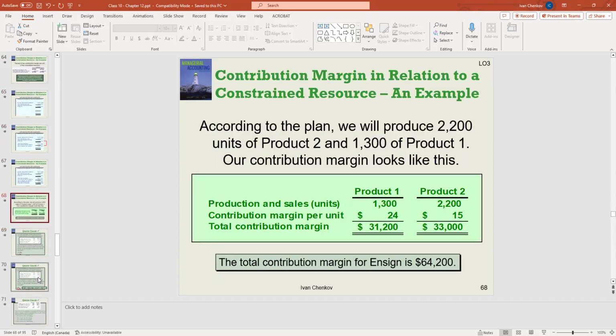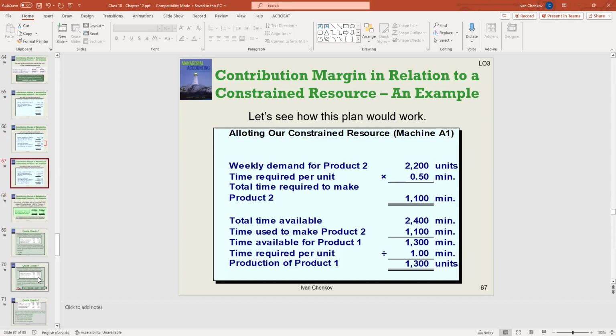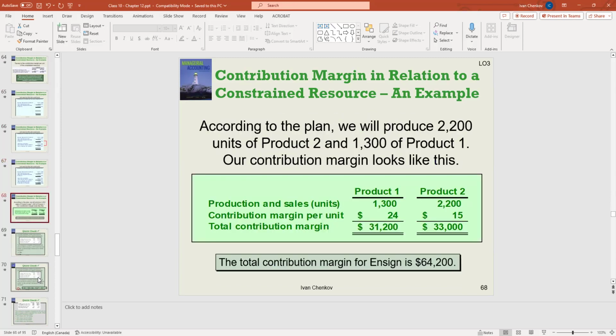Now the logical question will be, well, in that case, why do we need to produce product 1? Why not just focus on product 2? And your answer will be? Because of the demand. I don't have demand for more. The argument might be, but product 2 is more profitable, so why don't we just keep producing? Well, what do you want? Do you want sales or do you want inventory? Obviously, you want sales. So get your sales. Forget about inventory. Don't build up inventory, even though it's profitable.